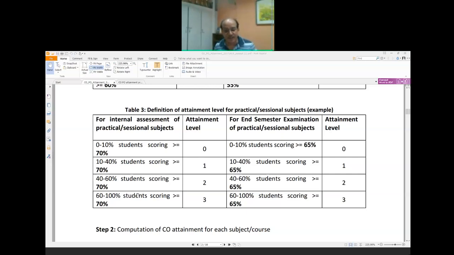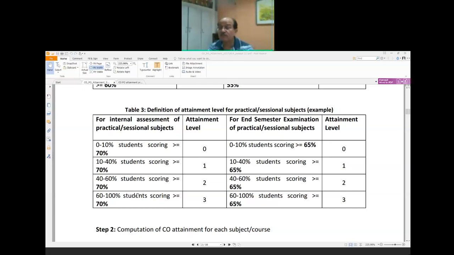Because let's say, if students are scoring even 70% marks and I say the attainment level is very high, then there is something wrong with my definitions. All these factors have to be defined by your board of studies, your institute or a management committee. There is no hard guidelines for this, right? Okay, any other question?